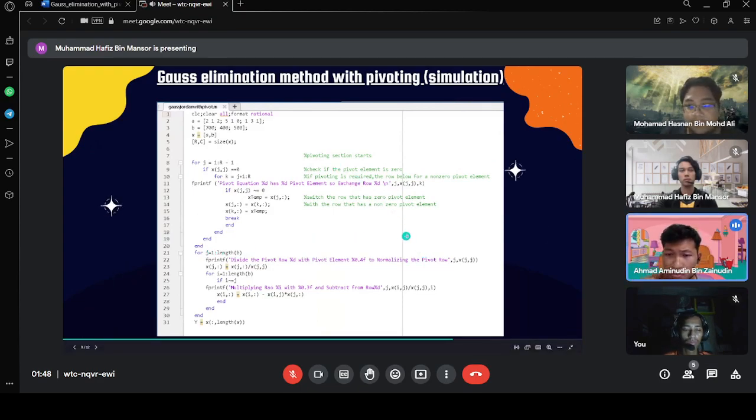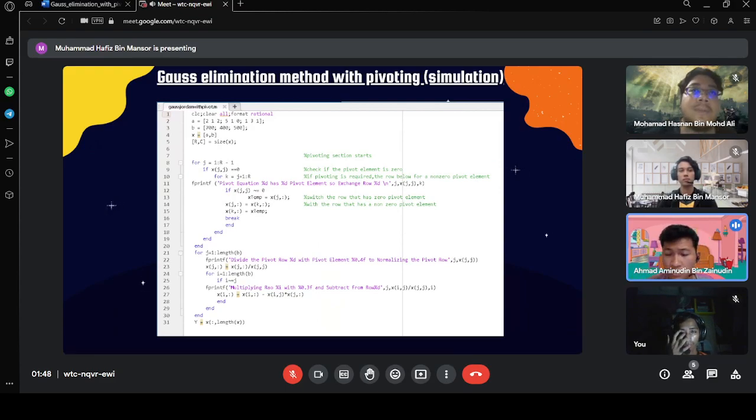Hello, my name is Ahmad Mahyudin bin Zainuddin, and I will be explaining the simulation for the Gauss elimination method with pivoting. As you can see from the coding, I define my data with A and B. A represents the data that is given from the bacteria strain, and B is the data that comes from the units that are placed in the test tube. So what I do, I define X as the augmented matrix for A and B.